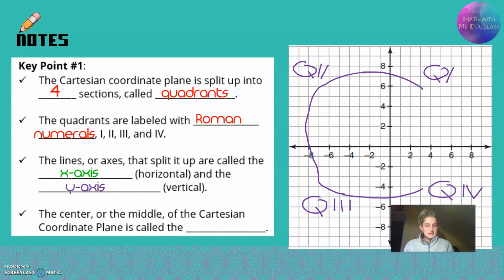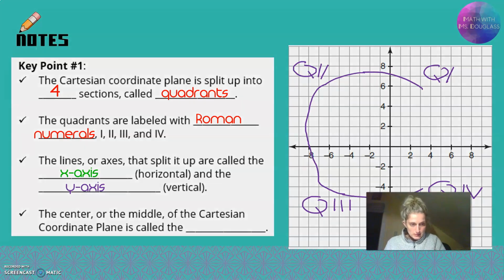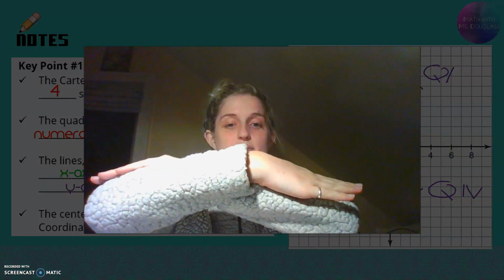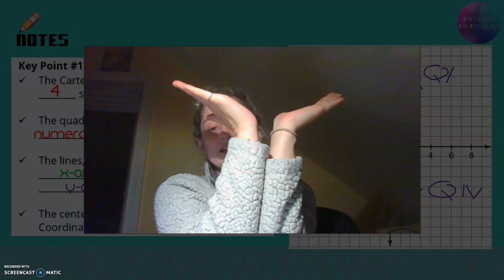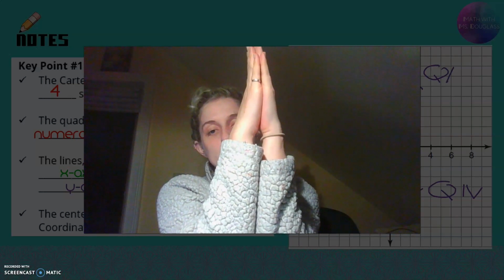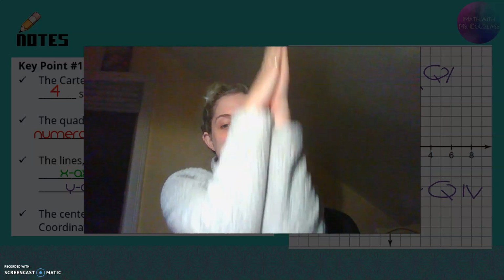I remember them like this. Watch my face on the screen. Let's see if I can make it bigger. We are going to make the letter X with our arms, and then close it on down. The x-axis goes side to side. Then we're going to make the letter Y with our arms. Close it up. The y-axis goes up and down. So that's how I remember them.